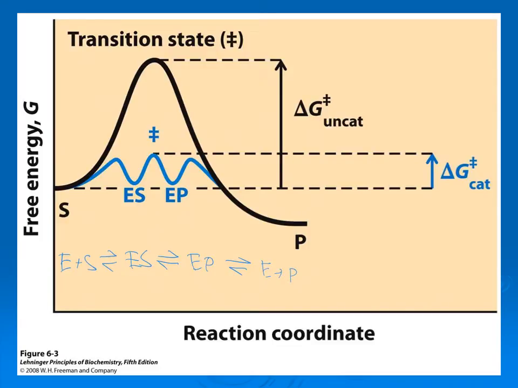Each step is going to have its own transition state and its own energy minima, okay? Because wherever you're at, for example, you're going to have a minima for ES, you'll have one for EP. If there was an in-between, like an EX or something like that, then you'd have another transition state going to another minima, and then a transition state going to the next one, and so on and so forth.